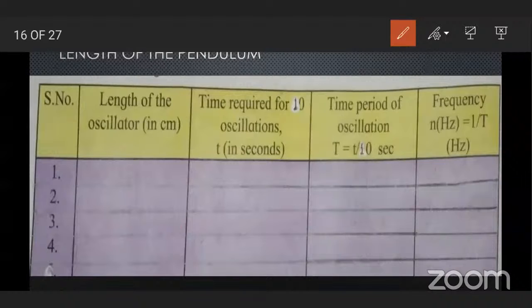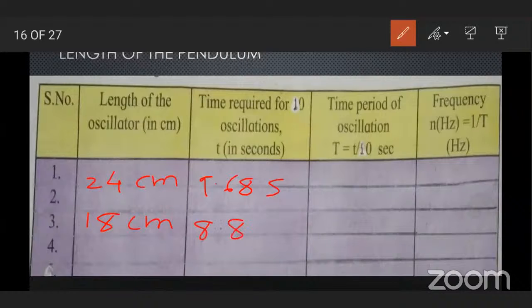Wait a minute. Will you do this calculation? What is the time period of oscillation? This is 24 centimeter, 9.68 seconds. 18 centimeter, 8.81 seconds. 12 centimeter, required 7.77 seconds. Now do this calculation. What is next?